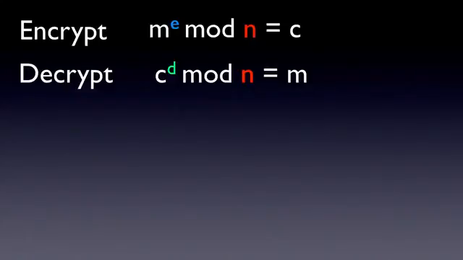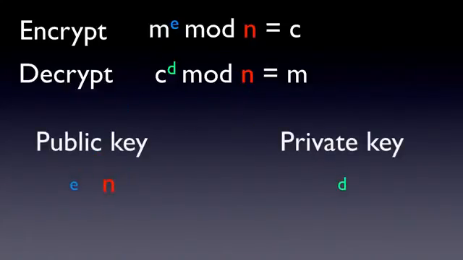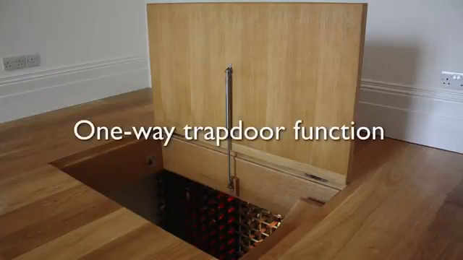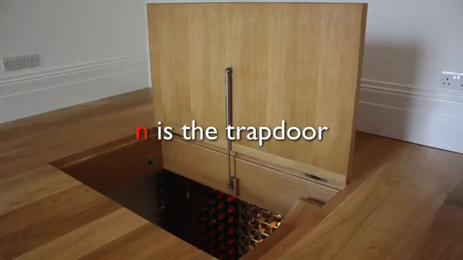Now, all of these different variables here, two of these, e and n, form the public key, the key that's shared with the world, that can be published on the web or anywhere. And the exponent d is the private key, the number that must be kept secret for this scheme to work. So RSA is called a one-way trapdoor function. And what this means is there's no way to undo the encryption function unless you know the trapdoor. And in this case, the number n is the trapdoor.